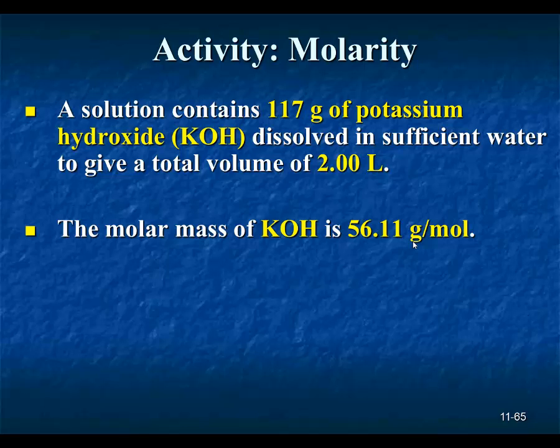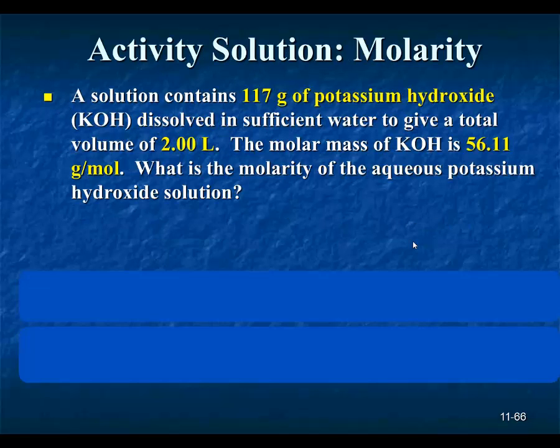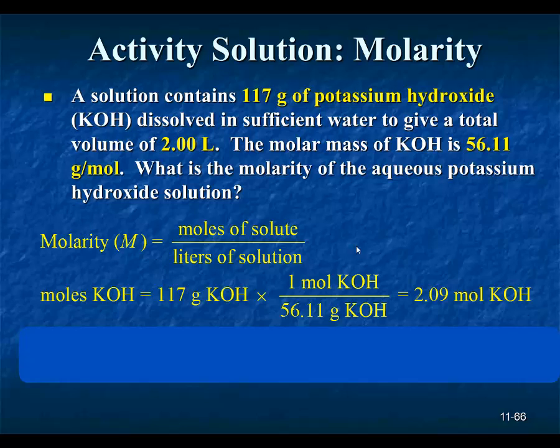Okay, if I want to find the molarity of the solution, then what I can do is determine the number of moles of my solute. So if I had 117 grams of potassium hydroxide divided by the molar mass of potassium hydroxide of 56.11 grams per mole, we end up with knowing that we have 2.09 moles of potassium hydroxide.